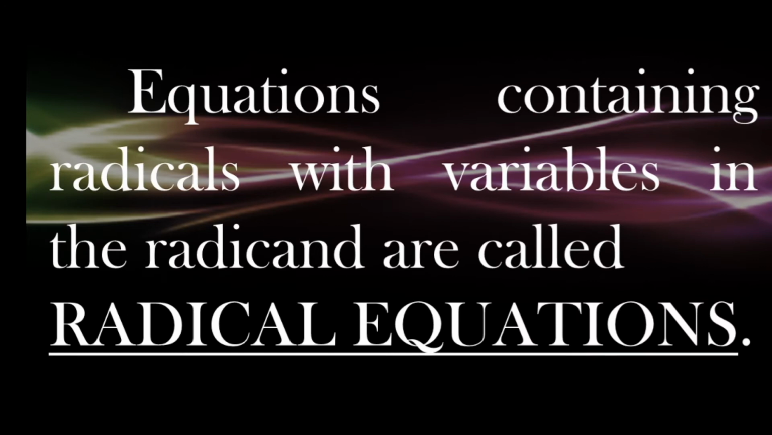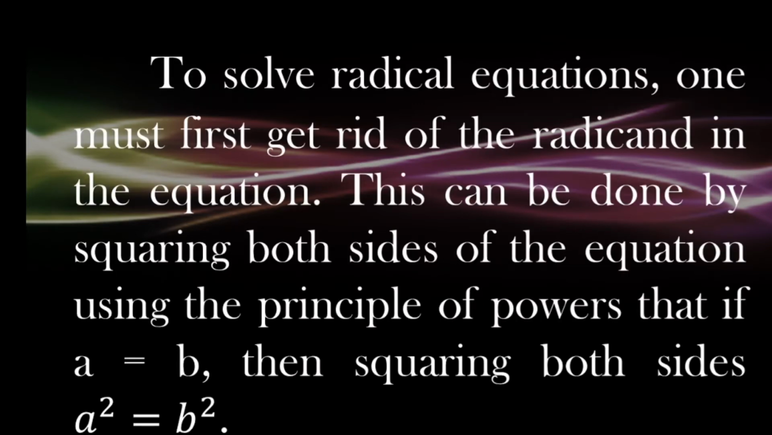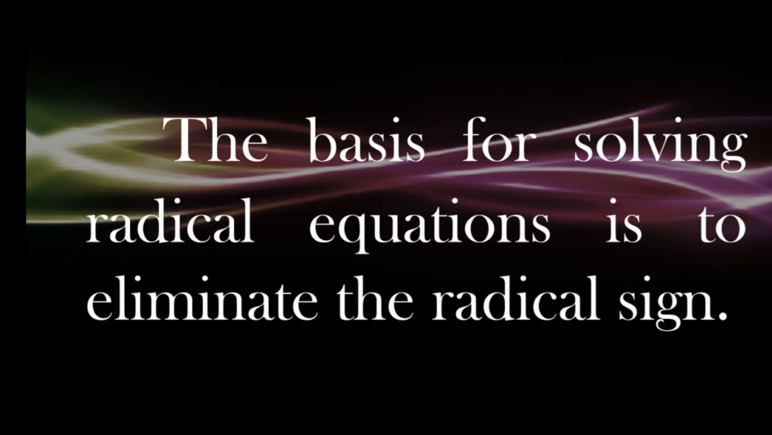Take note that equations containing radicals with variables in the radicand are called radical equations. To solve radical equations, one must first get rid of the radical in the equation. This can be done by squaring both sides of the equation using the principle of powers, that if A is equal to B, then squaring both sides, A squared is equal to B squared. The basis for solving radical equations is to eliminate the radical sign.